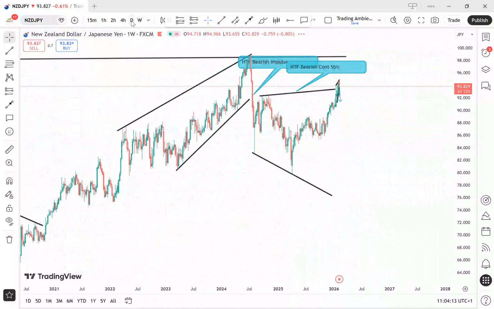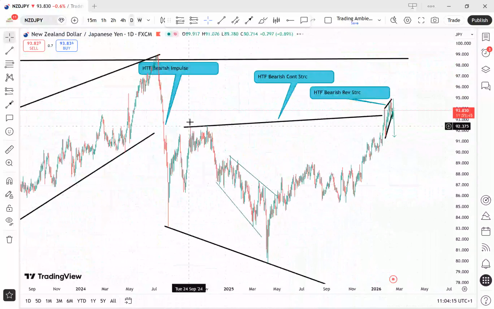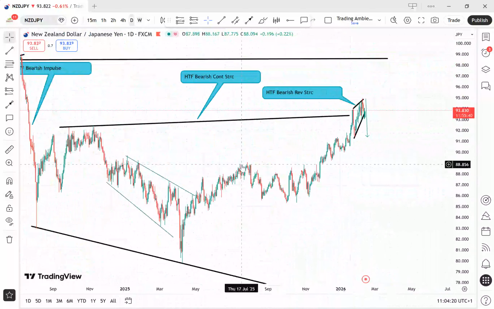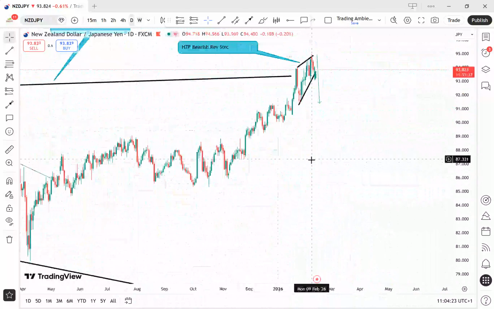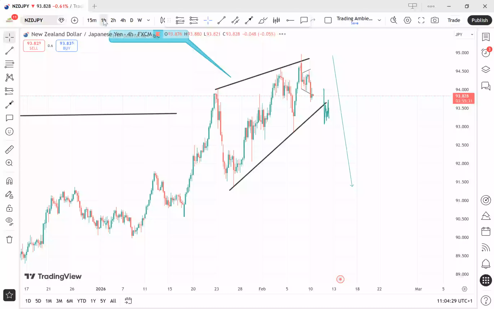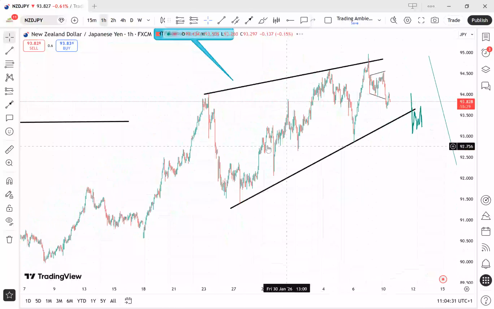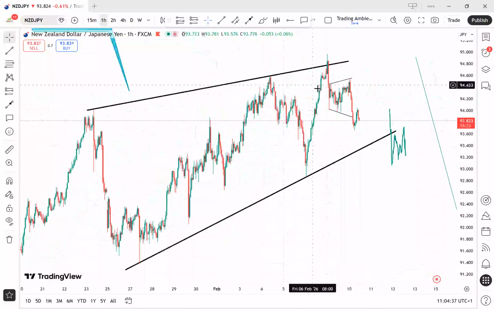And going down to the daily, for me, we have three touches already. This is one, two, three, and this is a bearish impulse, a bearish continuation structure for me. So approaching the high of this bearish continuation structure, we have this ascending wedge for me on New Zealand JPY. So going down to the mid time frame, we have this ascending wedge, and we have a bearish impulse right from the top of this ascending wedge and a bearish continuation structure.